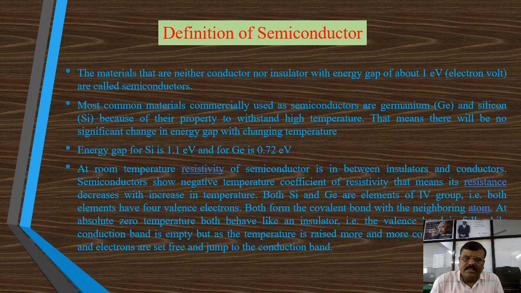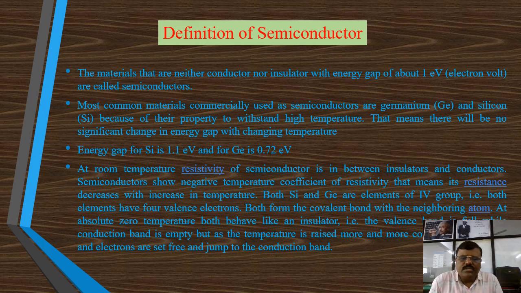As we see the three different types of materials, that is conductors, insulators and semiconductors, the semiconductor material is neither insulator nor conductor and has an energy gap of about 1 electron volt. The most common materials used commercially as semiconductors are germanium and silicon, because of their property to withstand high temperature. That means there is no significant change in energy gap with changing temperature, and that's why these two materials are used commercially.